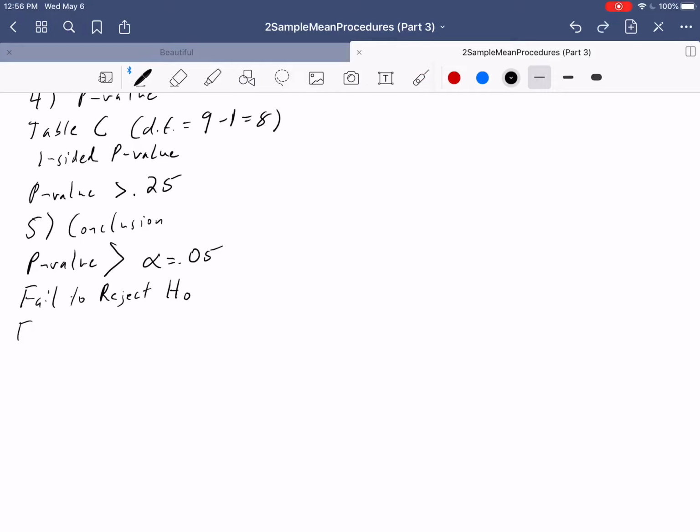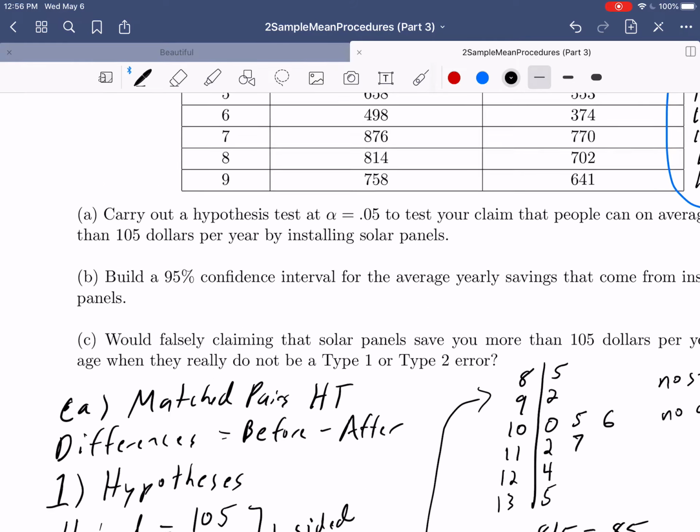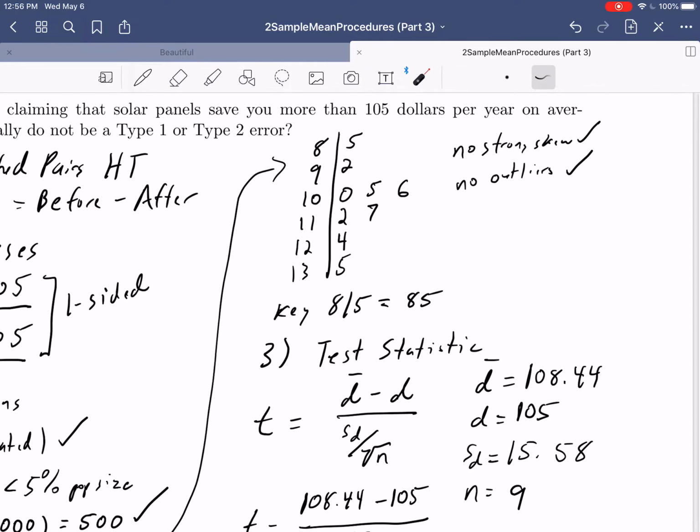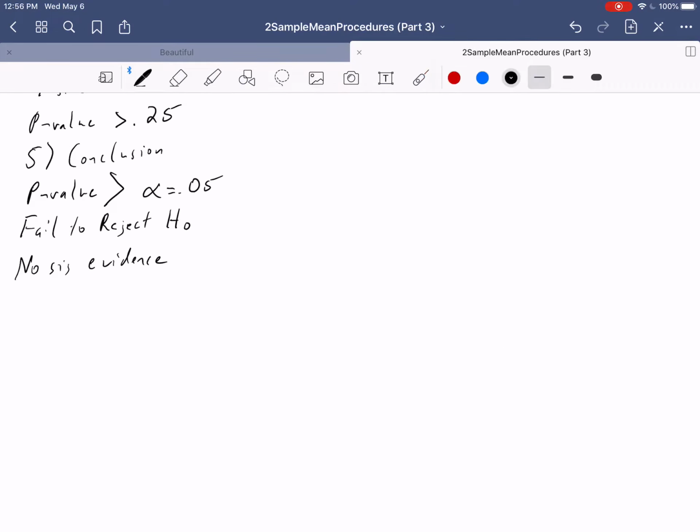So we would say that there is no significant evidence for our claim. What was our claim in this case? Well, you can look back. Our claim was that the difference, or in this case, the average savings, is greater than 105. So we would say there's no significant evidence that, on average, customers save more than $105 per year. So in other words, we don't have enough evidence to say that people really save more than $105 per year.